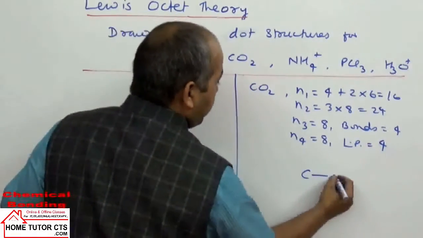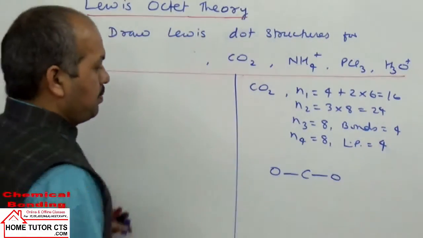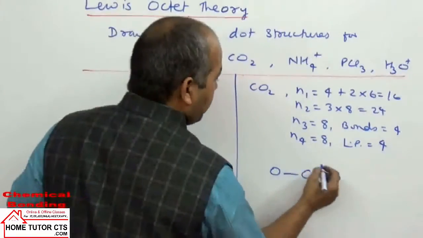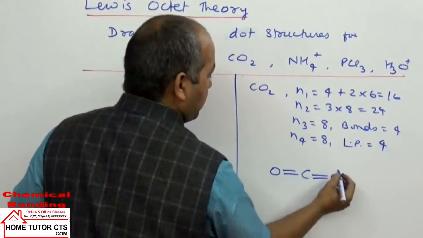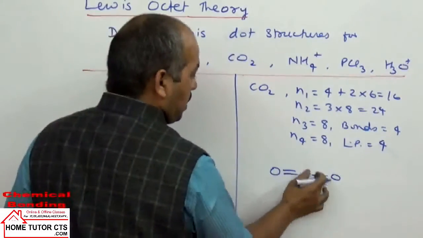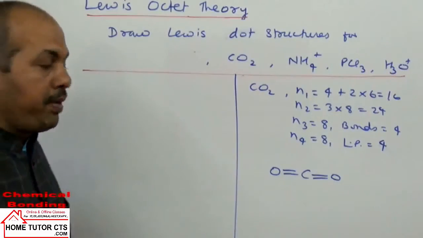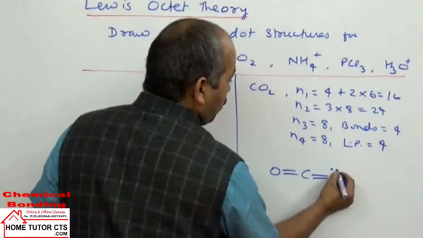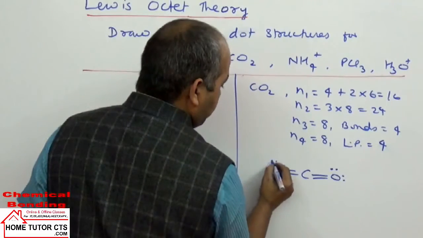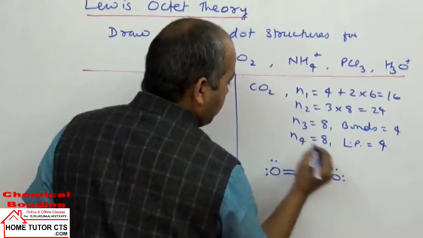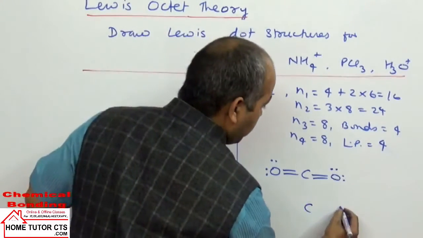Carbon is taken as the central atom, two oxygen atoms as other atoms. From here we have 4 bonds, that means both are double bonds. Place lone pairs: carbon has a complete octet, will have no lone pair, but each O will have 2 lone pairs. That is CO2.